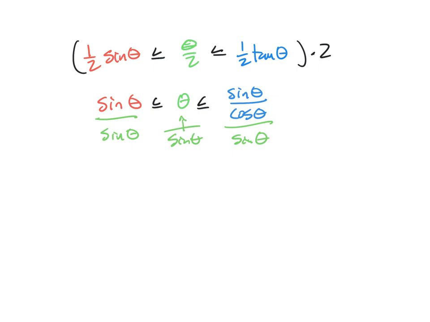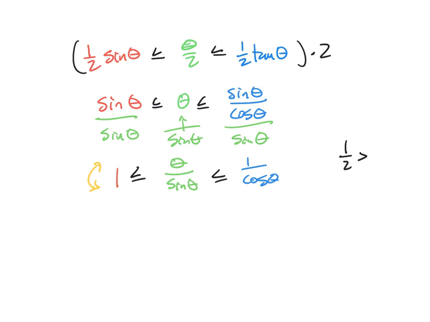And when I do that, down here on the left, I get 1. In the middle, I get theta over sine theta, which is kind of like what I want. And here I get 1 over cosine theta because the sine theta is canceled. Now, what I need to do is what we call the old switcheroo here. I need to flip this whole thing over so I get sine theta over theta. Just remember, when you do that, you have to flip the inequalities. Let me show you what I mean.